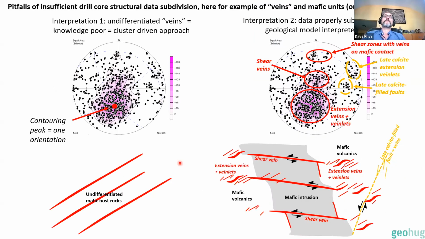So here's an example of why this is important. Here I've got a stereo net of data obtained from oriented drill core. On the left is an approach that a lot of people take. They plot a stereo net, get a cluster and a single contouring peak, and then, on the lower left, model everything parallel to it. That is an incorrect answer, because you can see, first of all, that the data has a huge amount of spread to it.